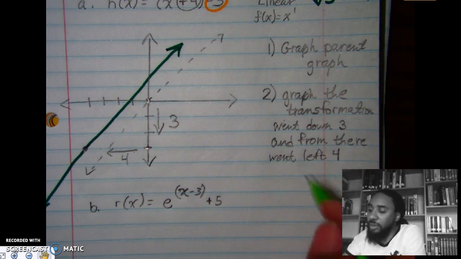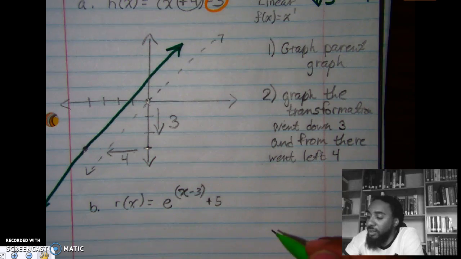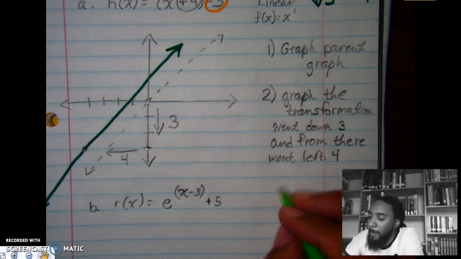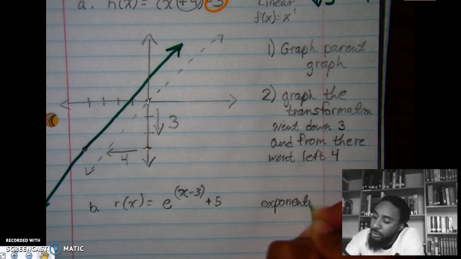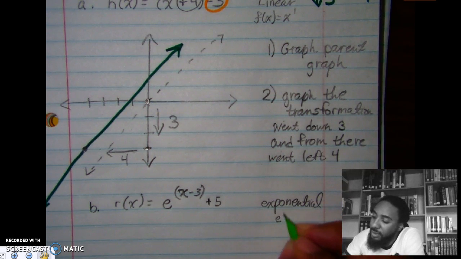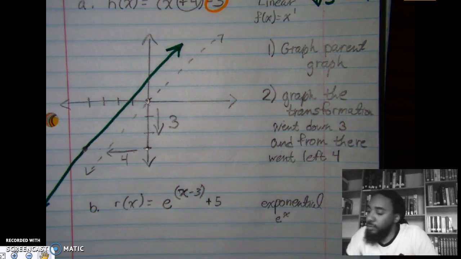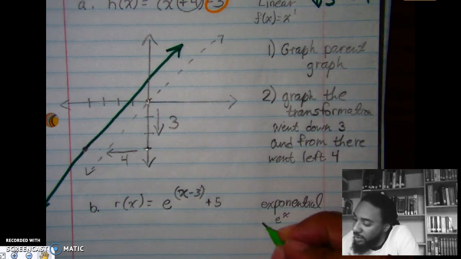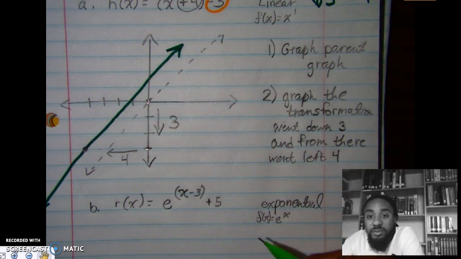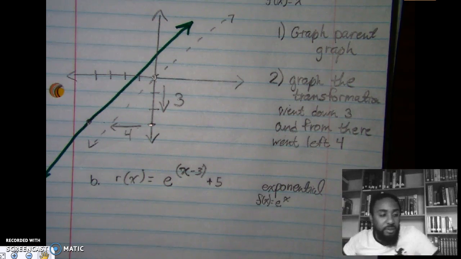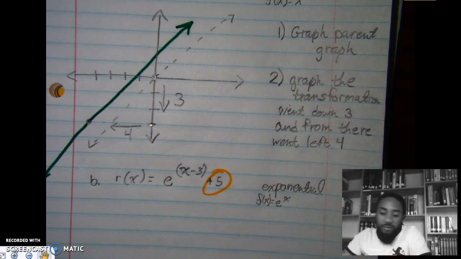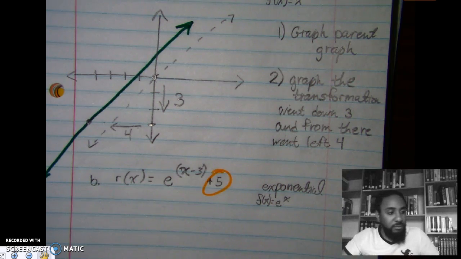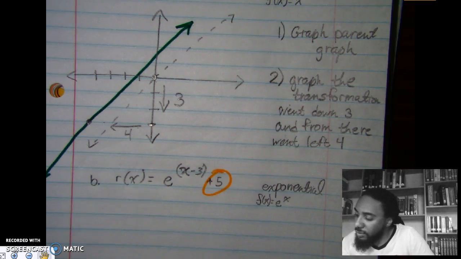All right, so here, what function are we dealing with? Exponential. Remember, that's the e to the x part. f of x equals e to the x. All right, so with that, we can now figure out what our transformations are. So we have, again, a positive 5 back here. And then we have something going on here.